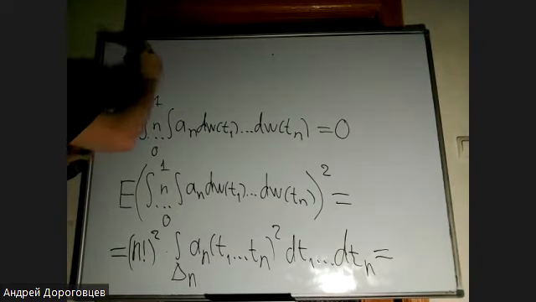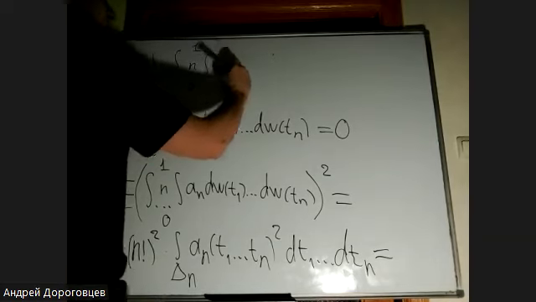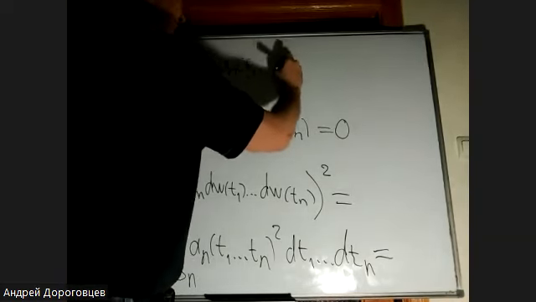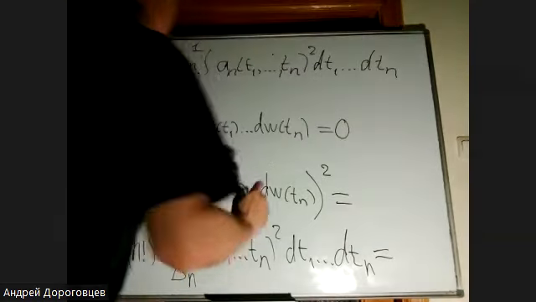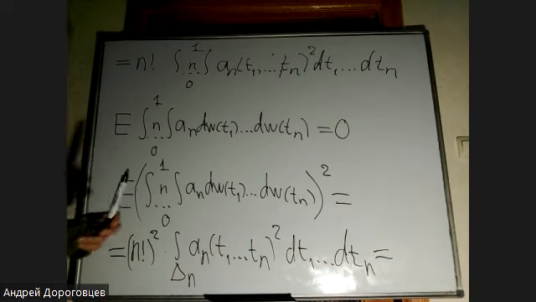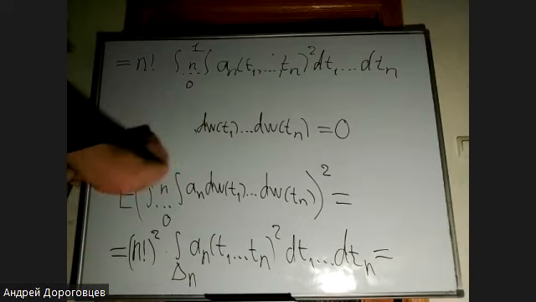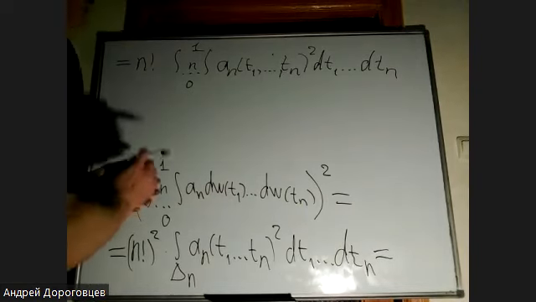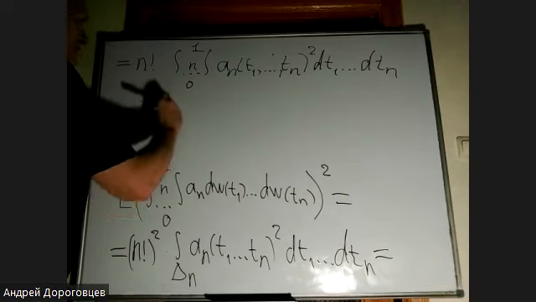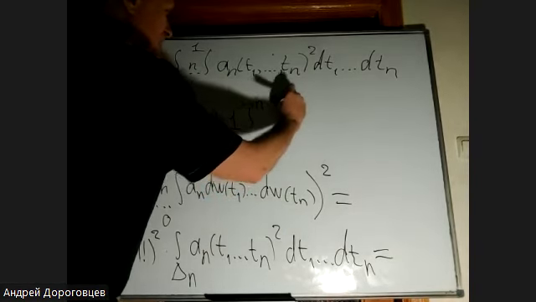It is equal to n factorial times the integral over [0,1]^n of a_n(t1,...,tn) squared dt1...dtn. Okay, so we see that we have something very similar to what we considered in the general case. Let me recall that we now have the following relationship: A_n belongs to the symmetric power of L2[0,1].